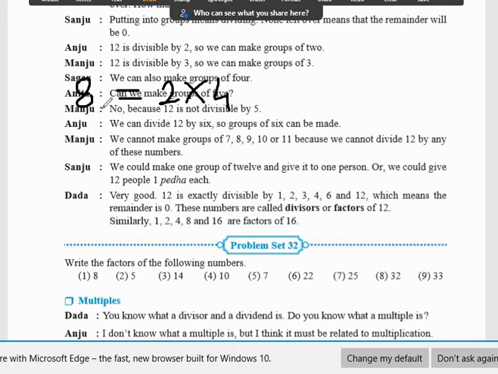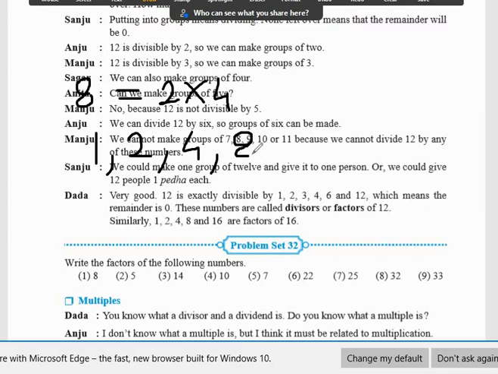Then see, in the table of 1, 8 comes and therefore 1 is a factor of 8. In the table of 2, 8 is coming, yes, that is 2 is also a factor of 8. Does 8 come in the table of 3? No. 4, yes, 4 twos are 8. 5, no. 6, no. 7, not possible.